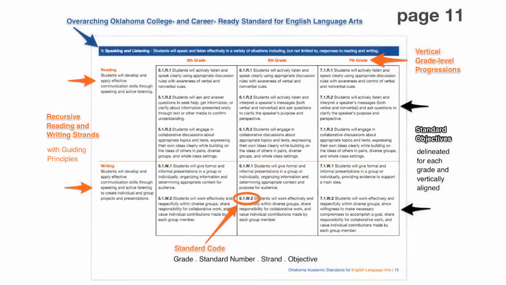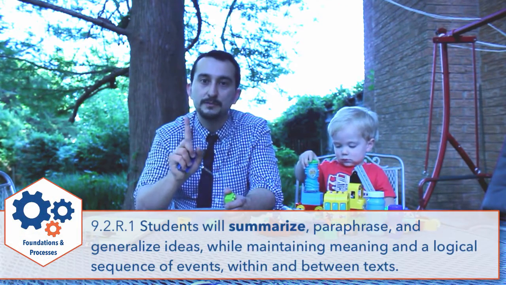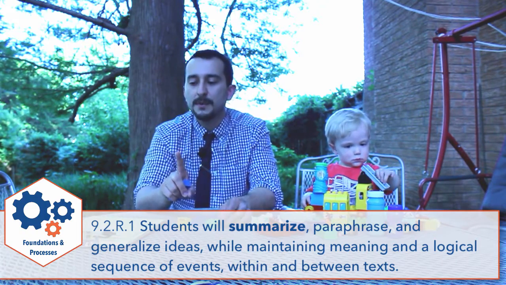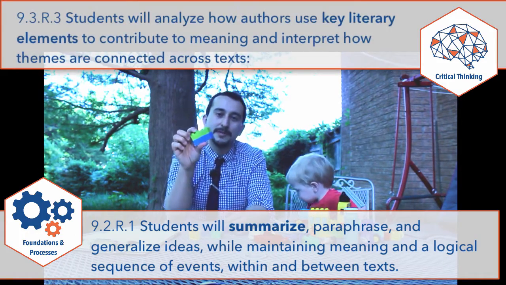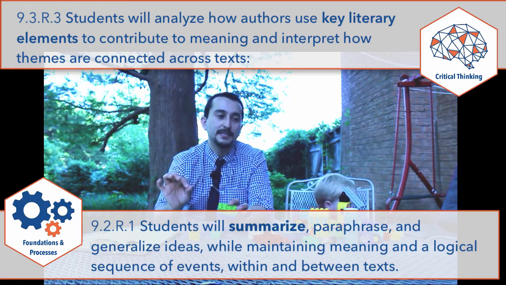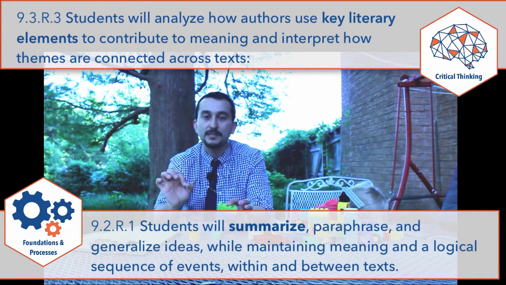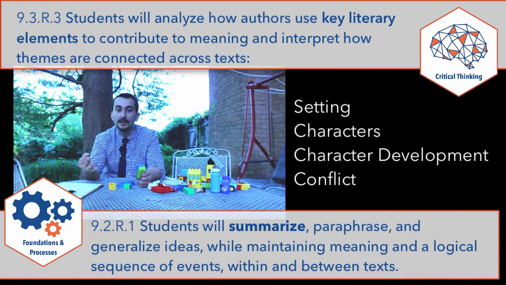If I was going to teach the best short story of all time, The Most Dangerous Game, then I would look at Standard 2, reading and writing processes, and say I'm going to do the objective that requires students to summarize their understanding. And I'm going to pair that or bundle it with Standard 3, critical reading and writing, that asks students to focus on certain literary elements. And I'm going to highlight the literary elements that are going to be my focuses for this short story, which of course are setting, character development, and conflict.